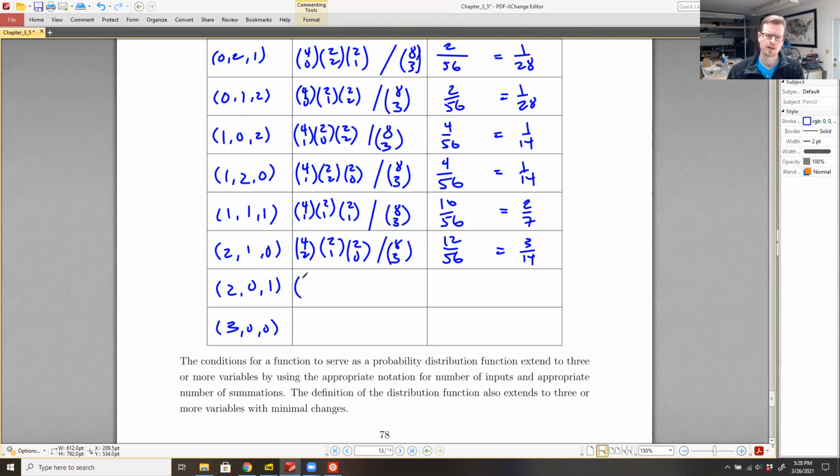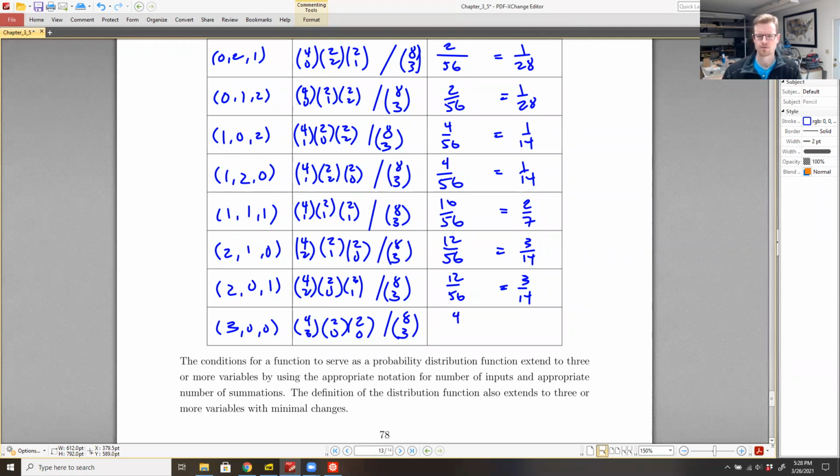This is a similar computation. 4 choose 2, 2 choose 0, 2 choose 1, divided by 8 choose 3, is again 12 out of 56, or 3/14. And then finally, 4 choose 3, times 2 choose 0, times 2 choose 0, divided by 8 choose 3. 4 choose 3 is 4, so 4 times 1 times 1 is 4 over 56, or simply 1/14.